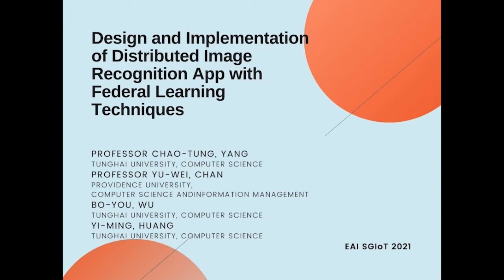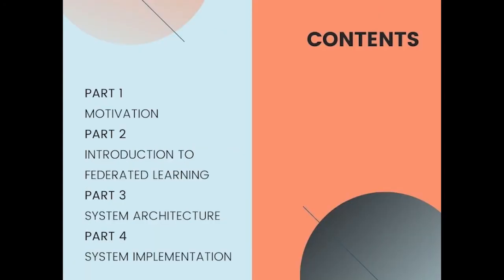Today my presentation title is Design and Implementation of Distributed Image Recognition App with Federated Learning Techniques. Next, I will present my research work. This is my presentation outline. Contents: Part 1, Motivation. Part 2, Introduction to Federated Learning. Part 3, System Architecture. Part 4, System Implementation.